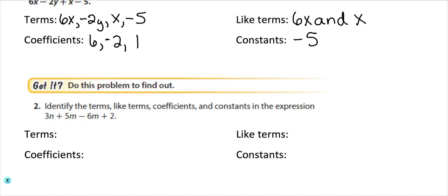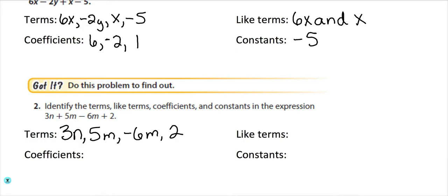All right, let's take a look here. So for this one, we have 3n plus 5m minus 6m plus 2. Okay, so the terms for this one would be 3n, 5m, negative 6m, and 2. Okay, I'll leave the and off. I know you should put an and there, but we're just going to do a list.